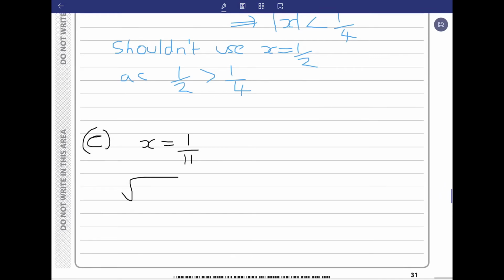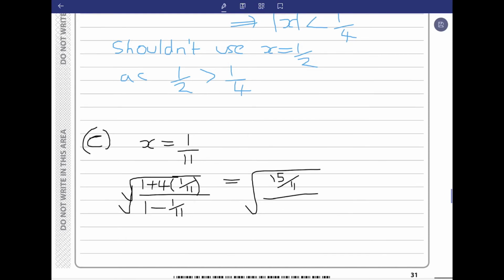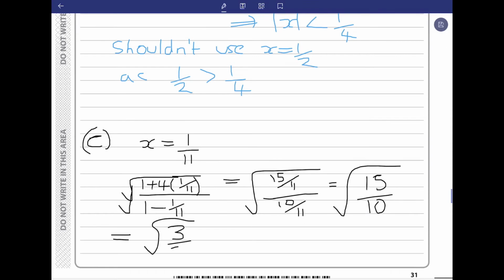So what do we have? 1 plus 4 lots of 1 over 11 divided by 1 minus 1 over 11. And we can expand this out. So we've got 15 over 11 on the top, like so, divided by 10 over 11. So when dealing with fractions like this, you flip the second one and multiply. The 11s are going to cancel, and you're left with root 15 over 10, which equals root 3 over 2.